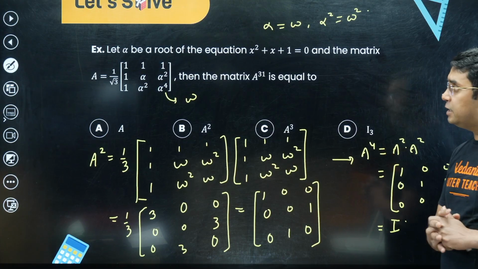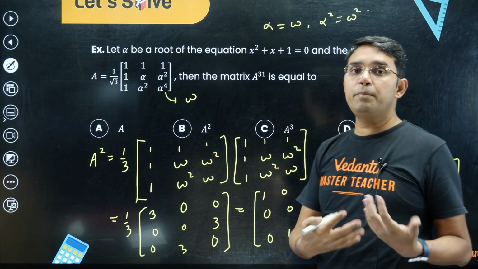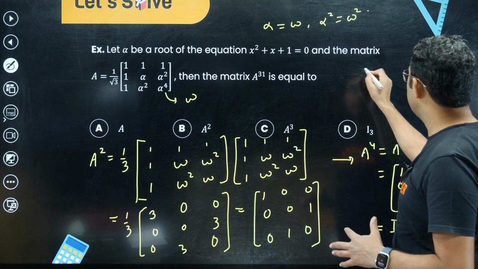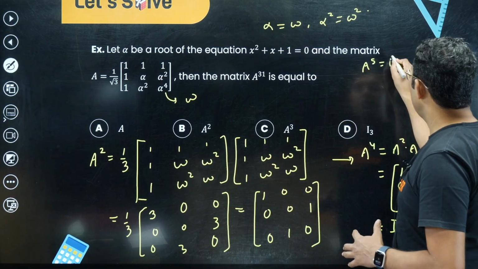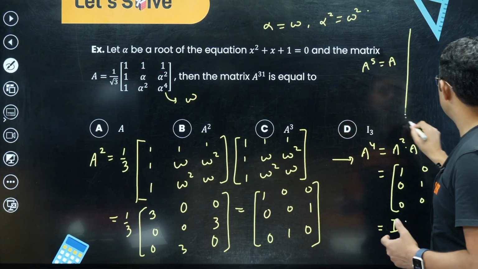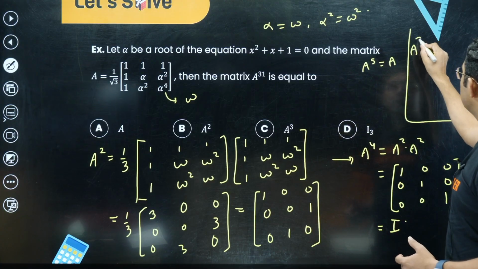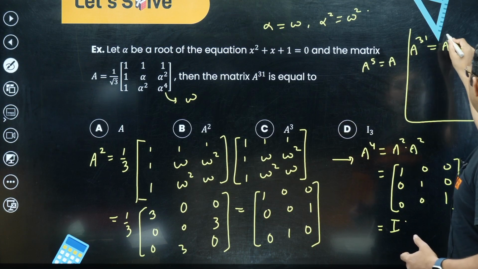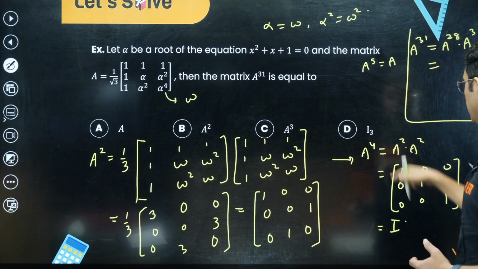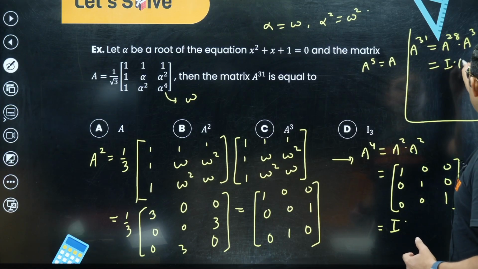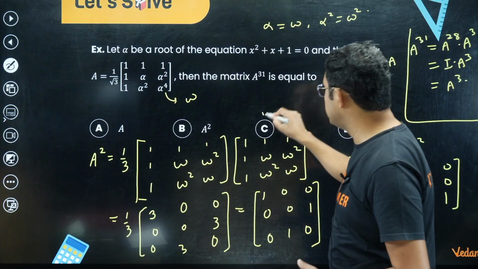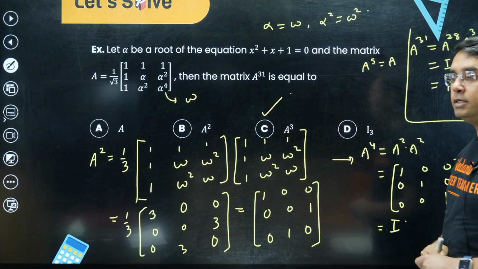Which means this matrix is actually a periodic matrix, you can say. After power of 4 it will give you the same thing, like A power 5 will be equal to A, and so on. So if we are looking for A power 31, let me do it here. A power 31, I think it will be A power 28 into A cube, I can write. So using this it will be I into A cube. So the final answer of this question will be A cube, that is C. Okay, so that is how this question is done.